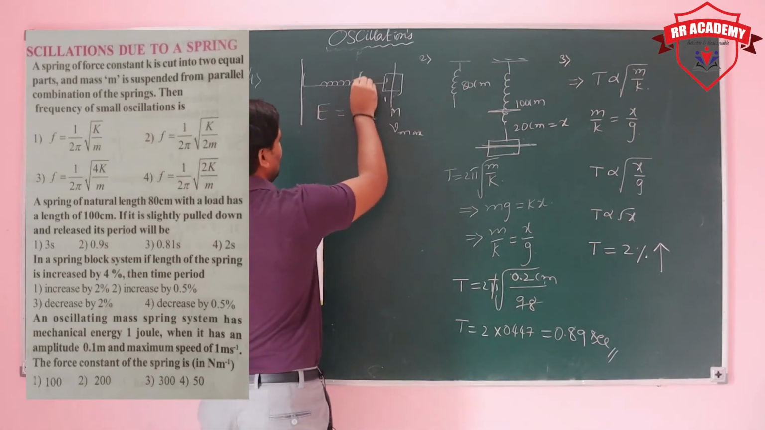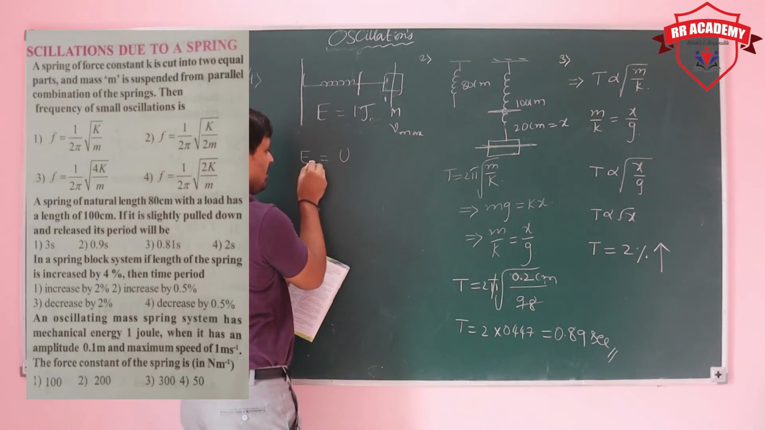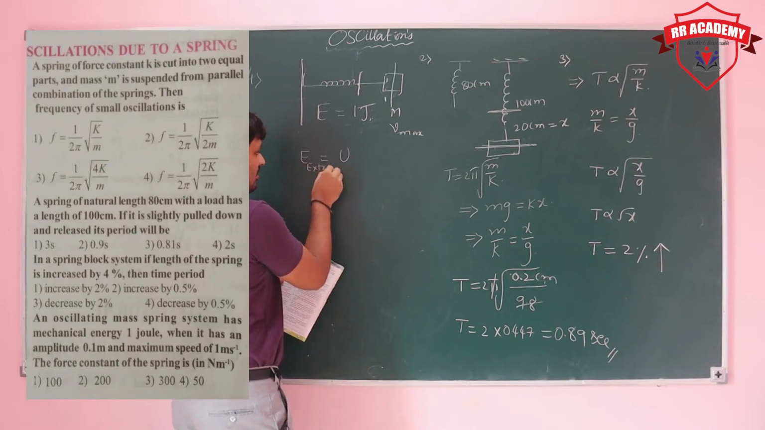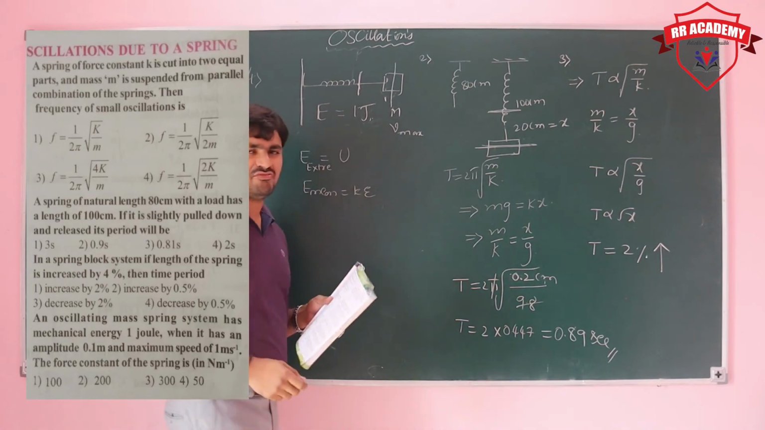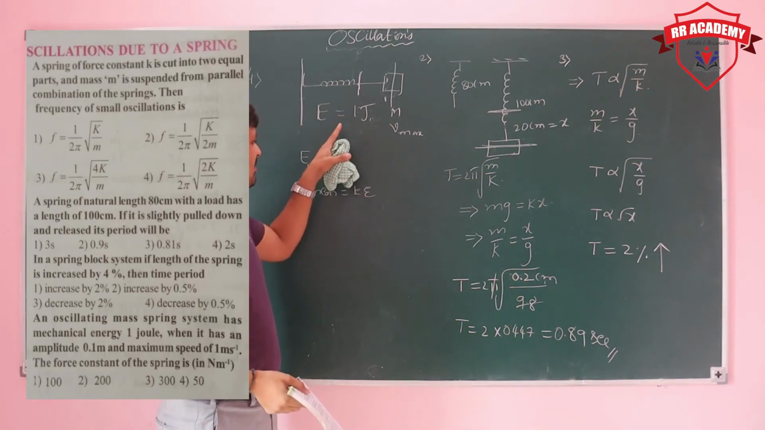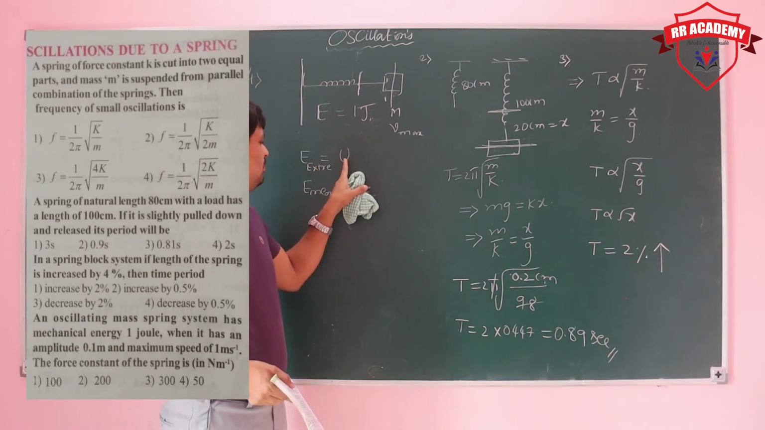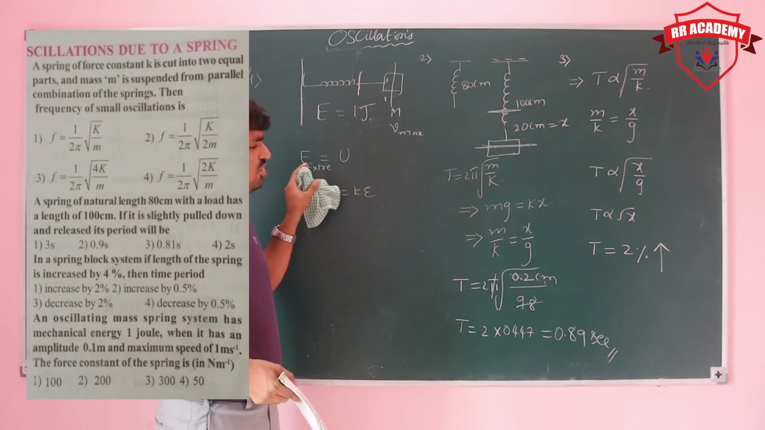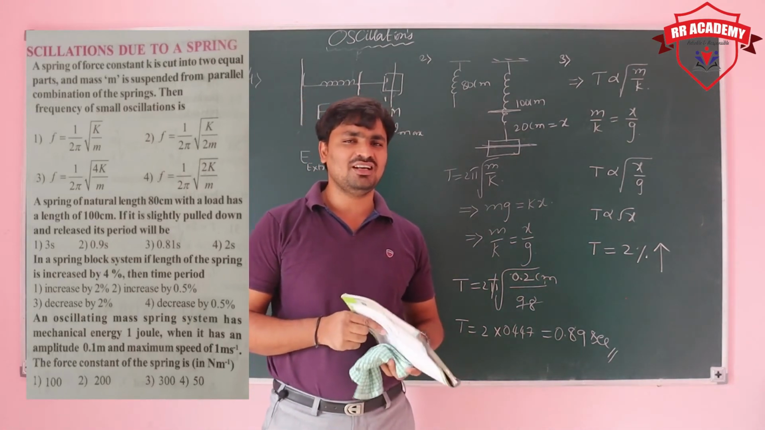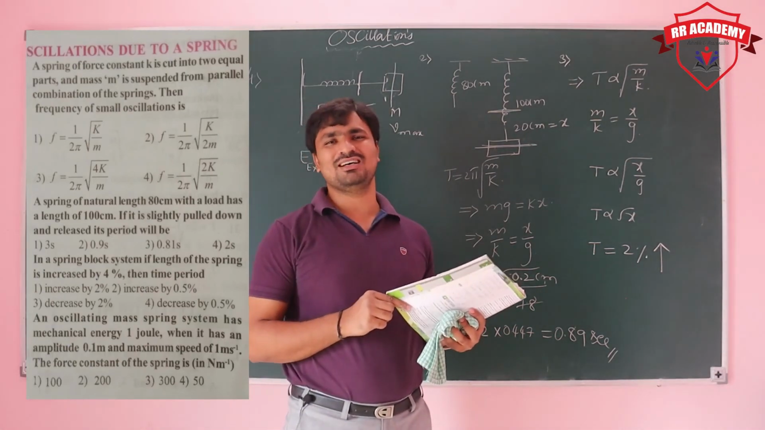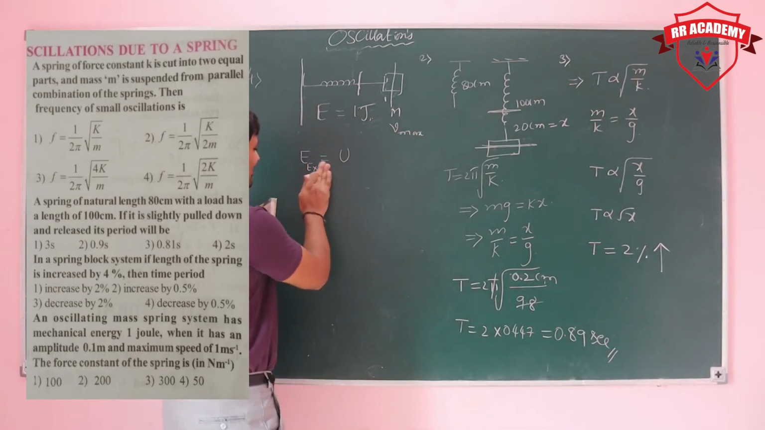The total energy at the extreme position is equal to potential energy. And total energy at the mean position is equal to kinetic energy. Right? The kinetic energy at the mean position is equal to total energy, and potential energy is total energy at the extreme position. So now if you want to find the value of K, you can observe that they are not giving the mass. Without mass you are not able to find kinetic energy. Actually no need of that. You can go directly here.